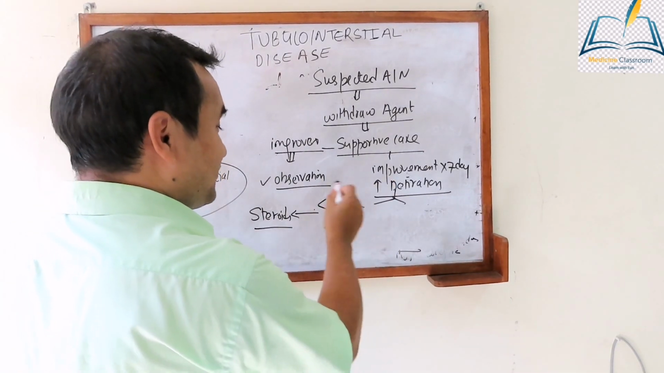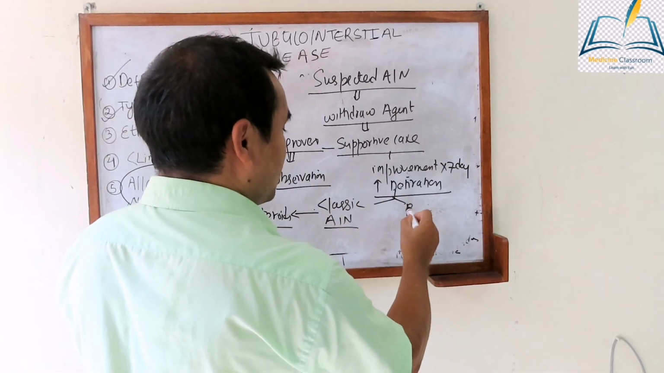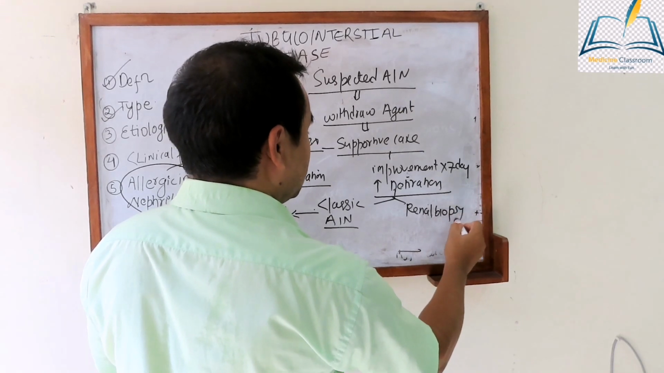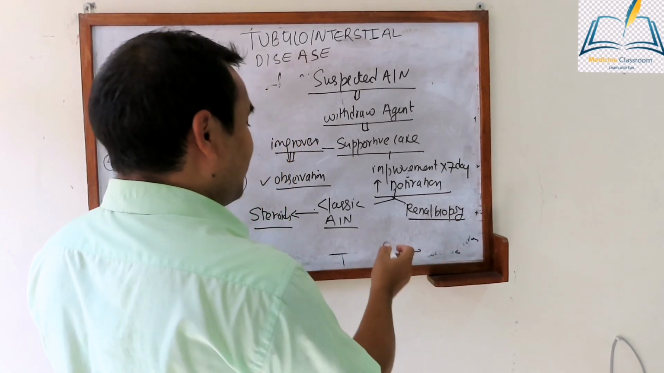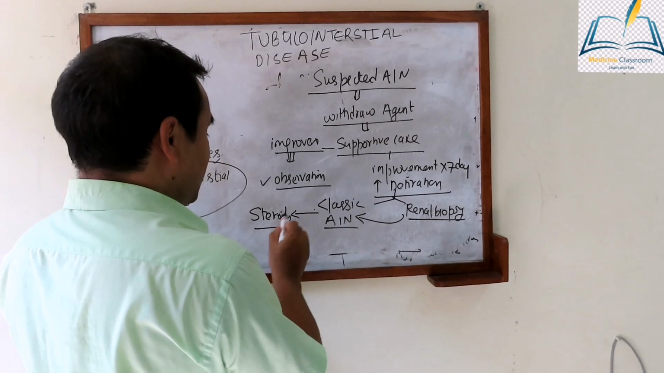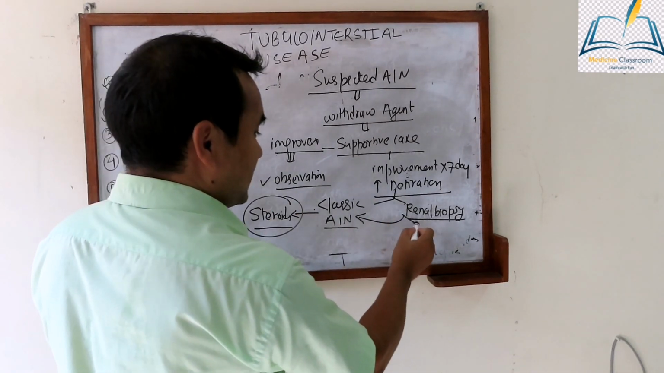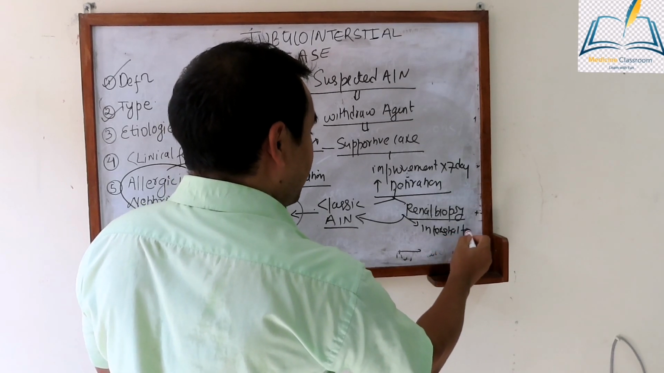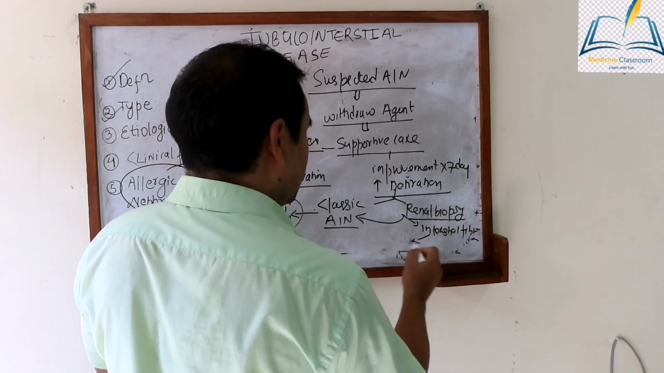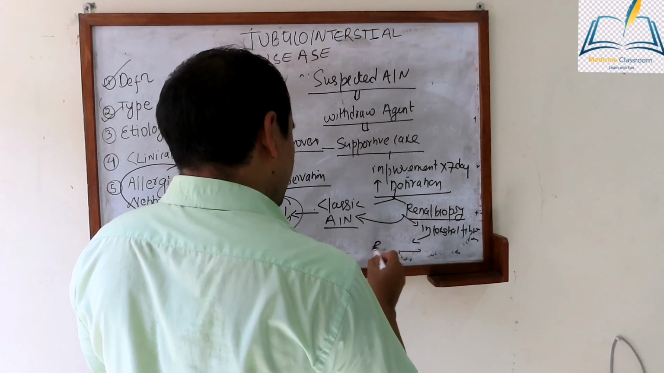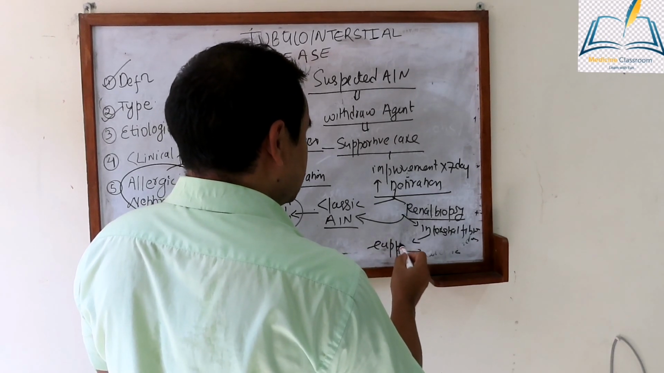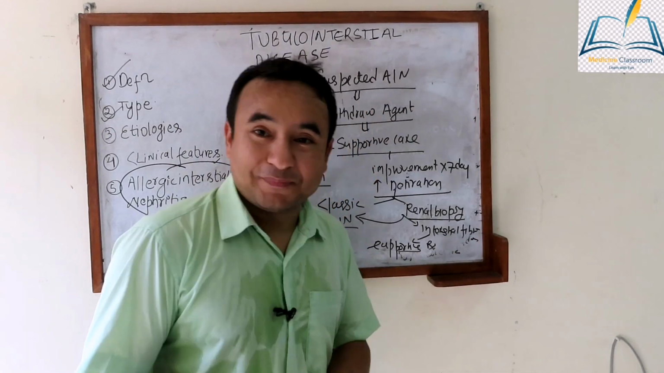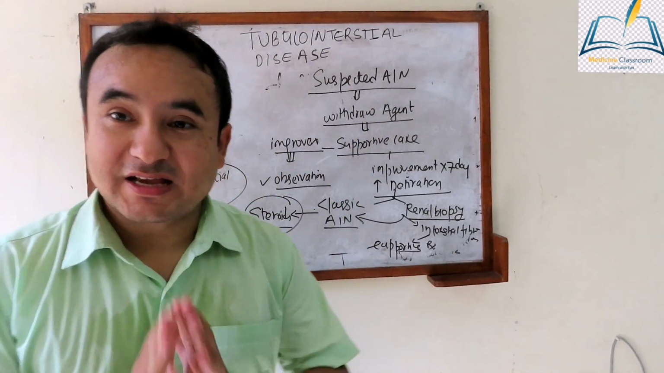If there are no features of classic AIN, then you have to do a renal biopsy. If the renal biopsy shows classic AIN, then again you have to give steroids. If there is interstitial fibrosis, already a fibrosis process, then you give supportive treatment again, because if there is fibrosis, you can do nothing. This is how we approach a patient with allergic interstitial nephritis.